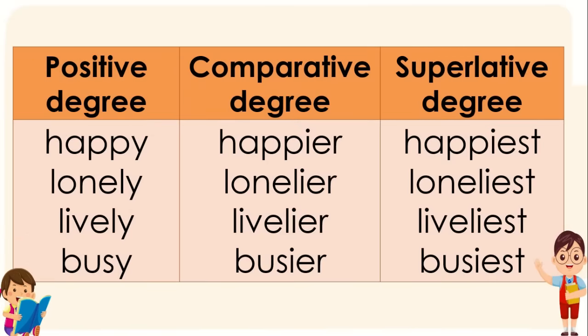Examples for positive: happy, lonely, lively, busy. For comparative: happier, lonelier, livelier, busier. For superlative: happiest, loneliest, liveliest, and busiest.